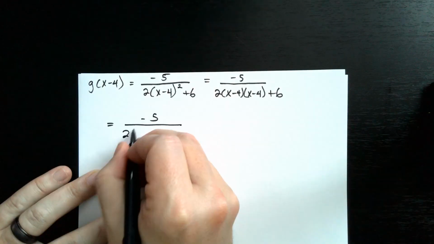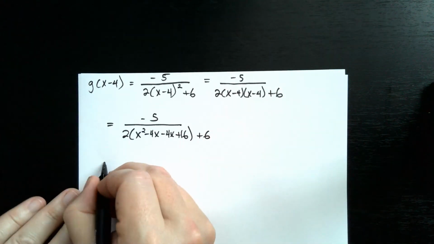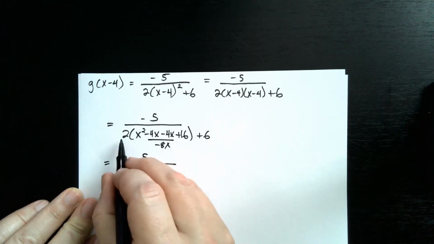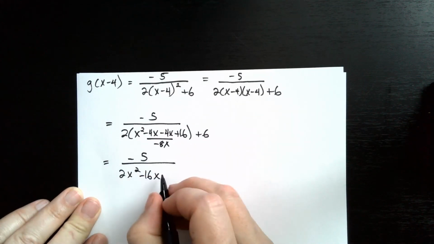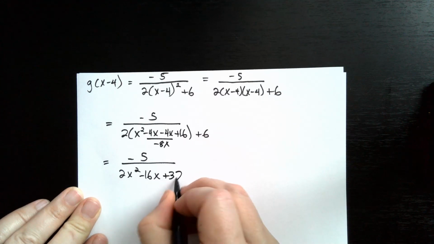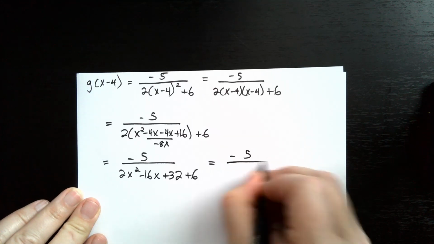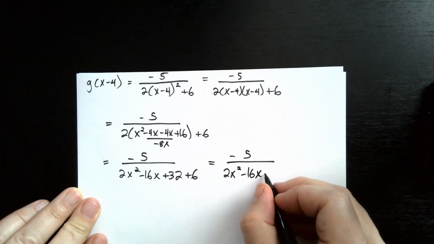Okay, and then that gives us negative 5 times x squared minus 4x plus 16. That's distributing all this out, plus 6 on the outside. These two become negative 8x. So it's negative 5. Distribute the 2 here, so 2x squared minus 16x. That's this one times this one. And then plus 32 plus 6. Combine the like terms, which is only these two terms. So negative 5 on top, 2x squared minus 16x plus 38.